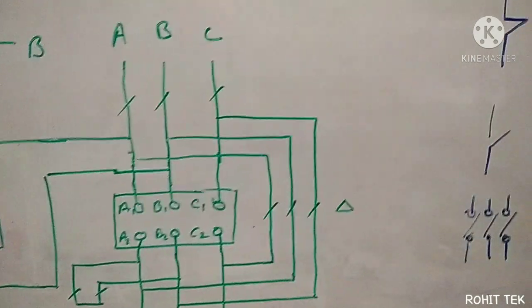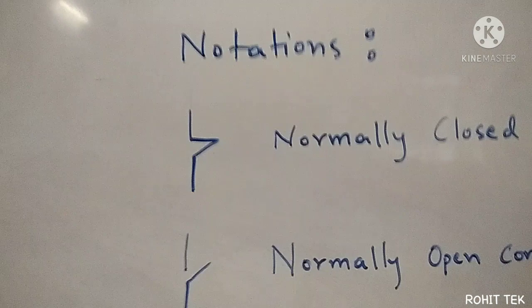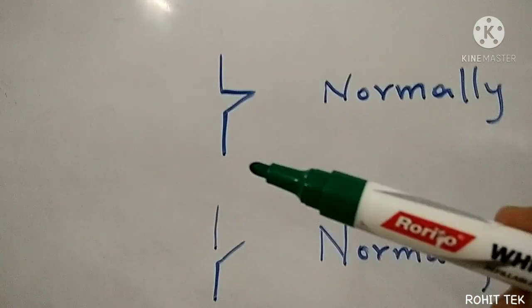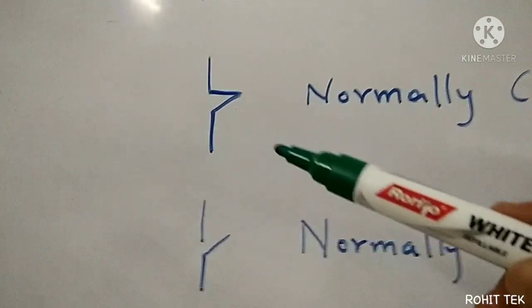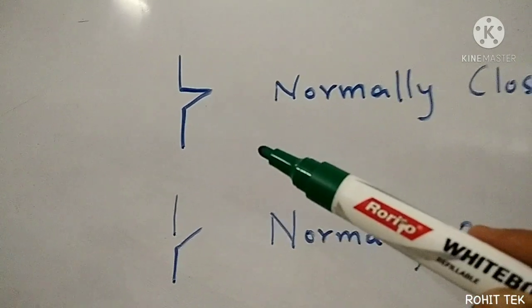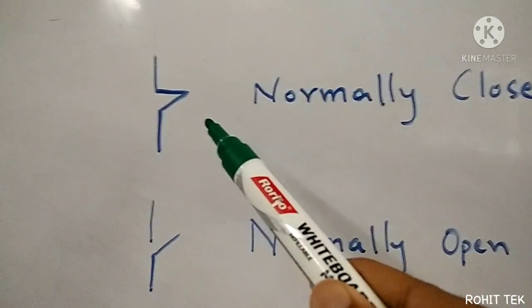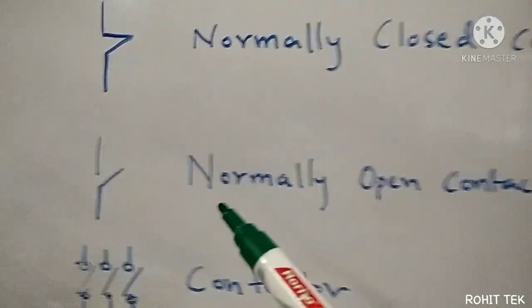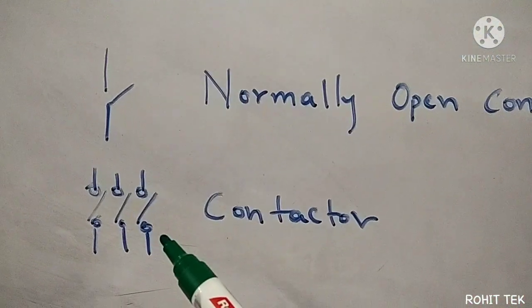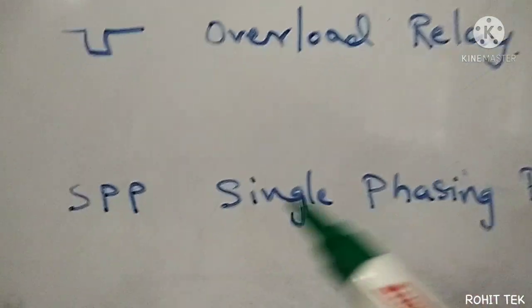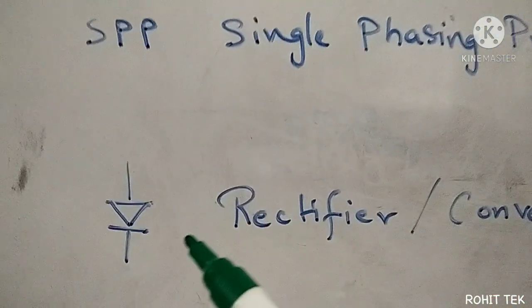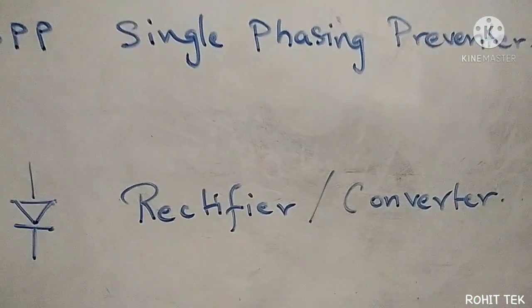So let's move to notations. These are the notations. In the control circuitry and power circuitry, I've used certain notations, so these have to be made clear. This symbol is a normally closed contact. This symbol is for a normally open contact. This symbol is for a contactor. This symbol is for an overload relay. This SPP means single phasing preventer, and this symbol is for a rectifier or converter. Is it clear?